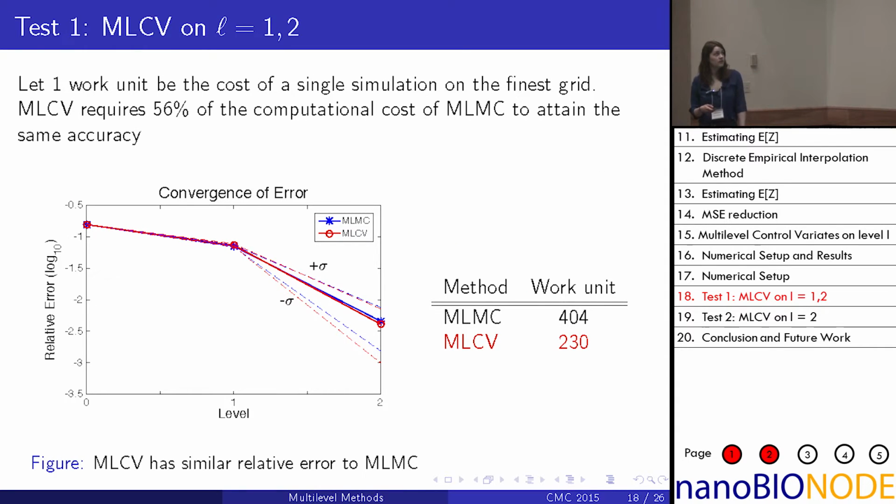And so now we're going to look at the convergence of the relative error. The bold lines, the solid lines, are our mean relative errors that we get after running 100 simulations, and our dashed lines are plus and minus the standard deviation. What we're going to see is we have fairly similar relative error for this process. We're going to define one work unit as the cost to run a single simulation on the finest grid. And we find that multilevel control variates requires about 56% of the computational cost that multilevel Monte Carlo does to attain a similar accuracy. And this table on the right just has our work units, so 230 versus 404.